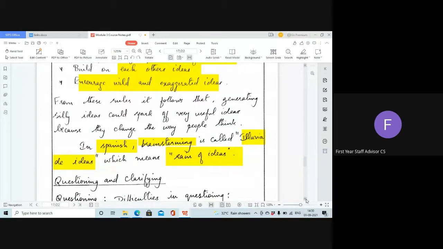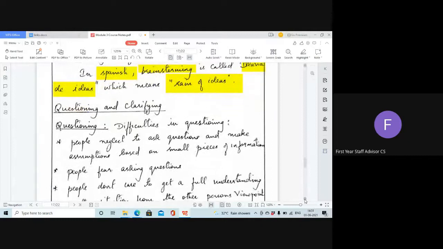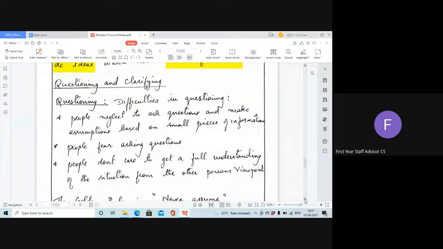That is questioning and clarifying, which is very important for students. Okay, questioning. That is, you should ask questions. Whenever some topic is covered, you should ask questions to the teacher regarding your doubts. And mostly, people do not ask questions. So that is what is discussed here.